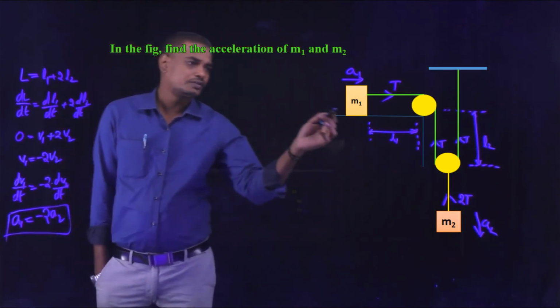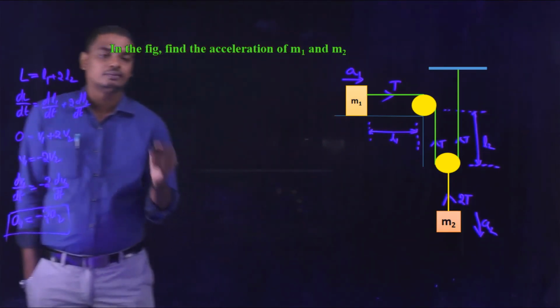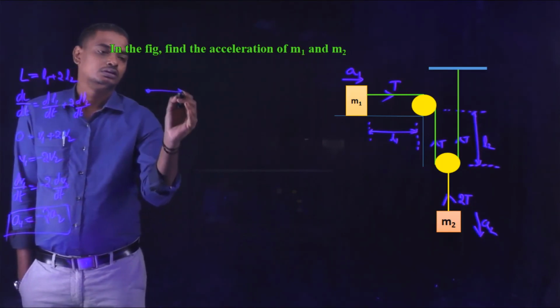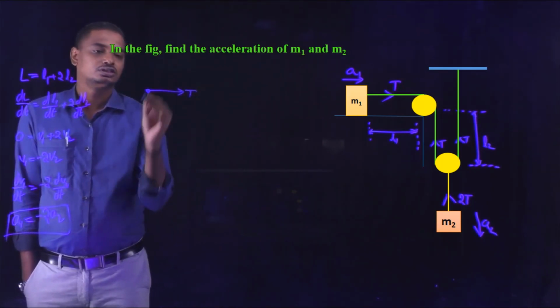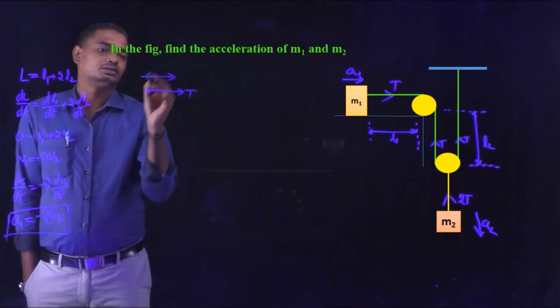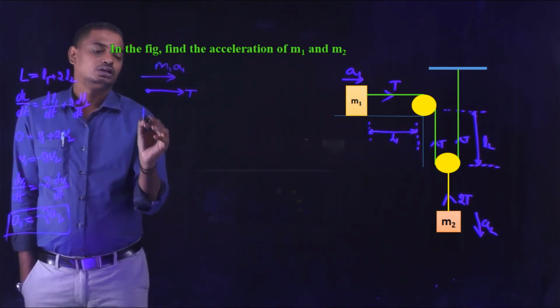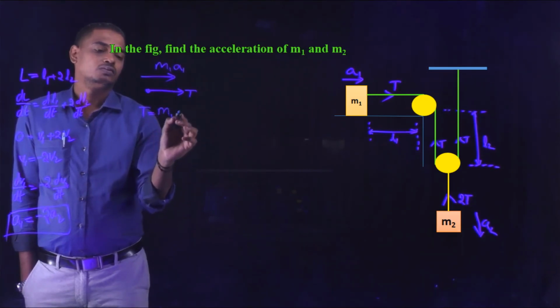Now drawing the free body diagram of the block of mass m1. So here is the block of mass m1. In this direction there is a tension in the string, and the net force is acting in this direction, which is equal to m1a1. So T is equal to m1a1.